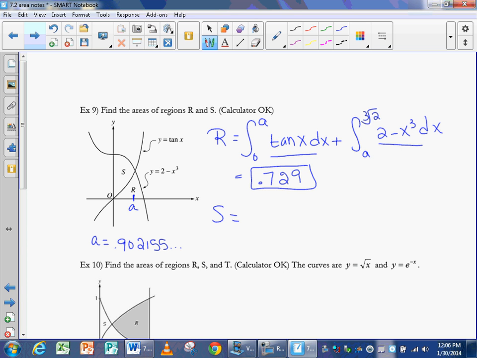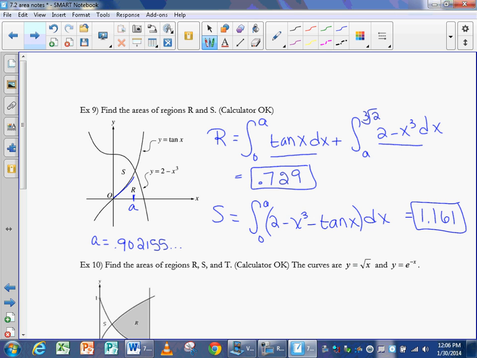And then for S, I don't need two separate integrals. I can just do the integral from 0 to a of 2 minus x cubed minus tan x. That's a top minus bottom again. And if you plug that into your calculator, you're going to get 1.161. So again, I'm not going through that. That should be something that you can do on your own based on everything we did.